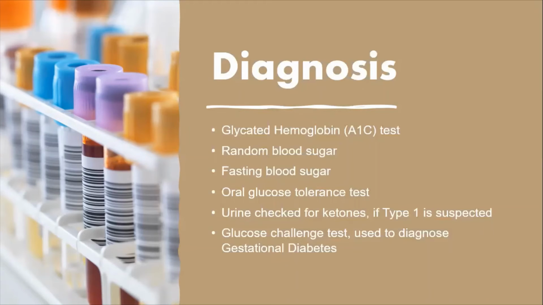The tests for diabetes include the glycated hemoglobin A1C test, which can show the blood sugar level over a 3-month period, random blood sugar testing, fasting blood sugar testing, oral glucose tolerance testing, checking urine for ketones, which is usually done with type 1 diabetes, and a glucose challenge test, which can be used to diagnose gestational diabetes.